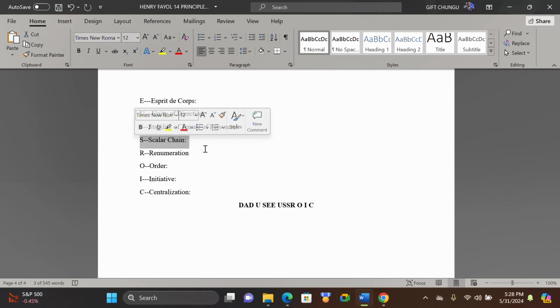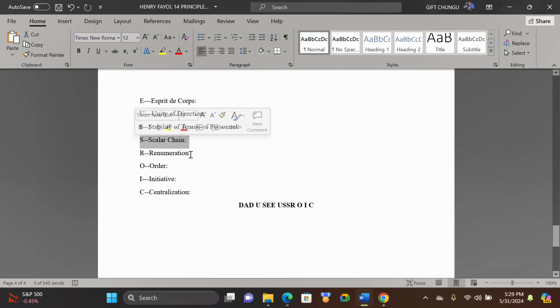So in an organization or at this institution, you should make sure that each and every chain of authority is well stipulated. That is what we are looking at there.